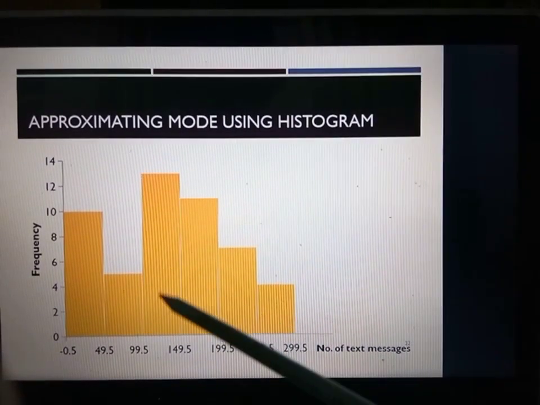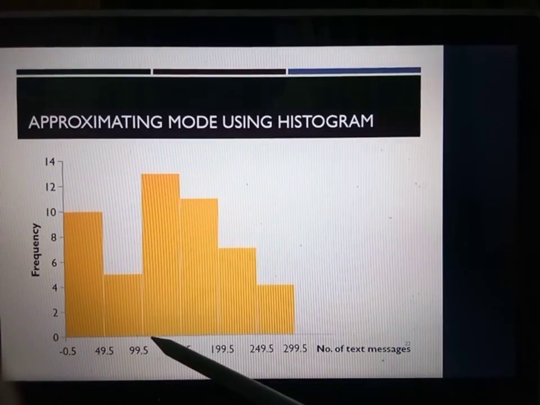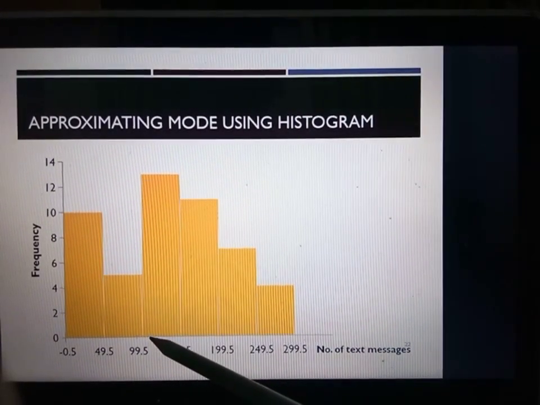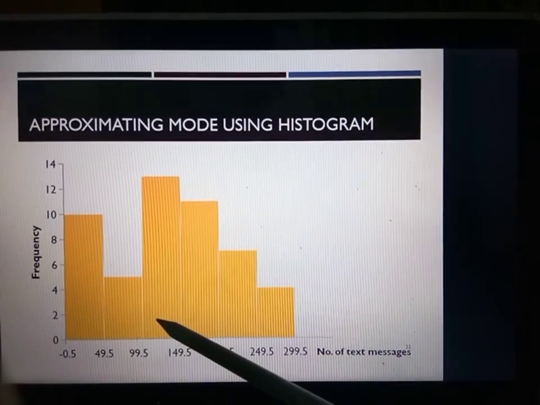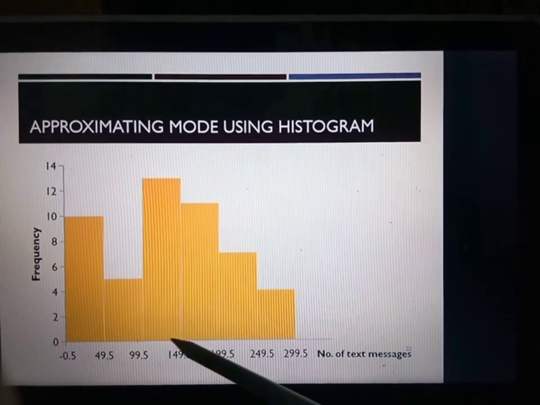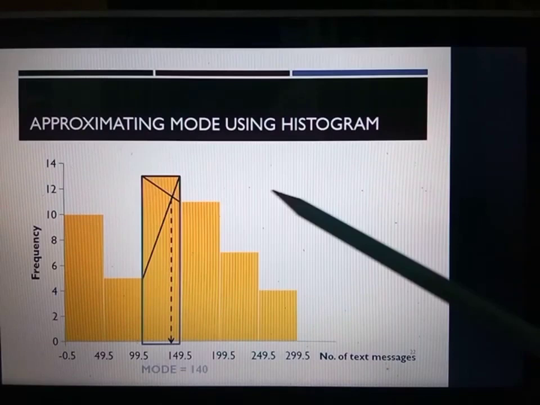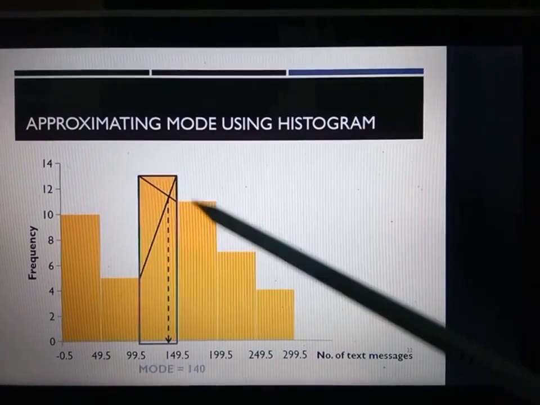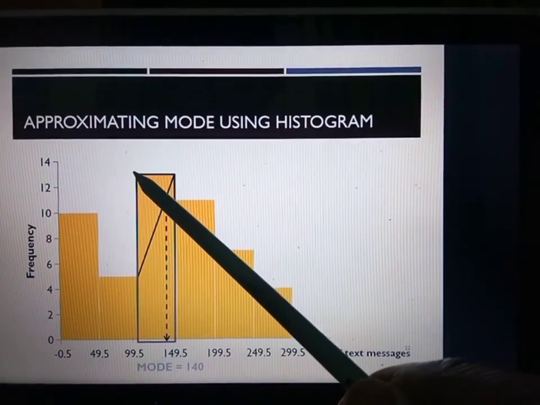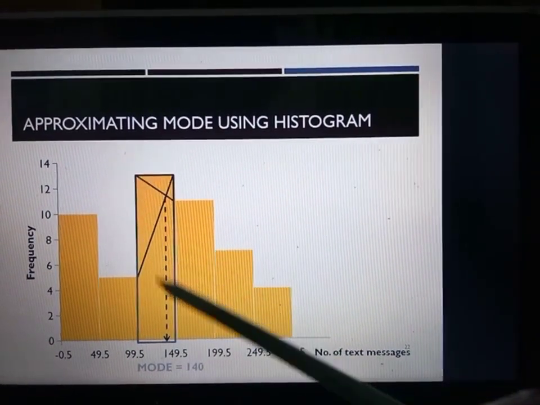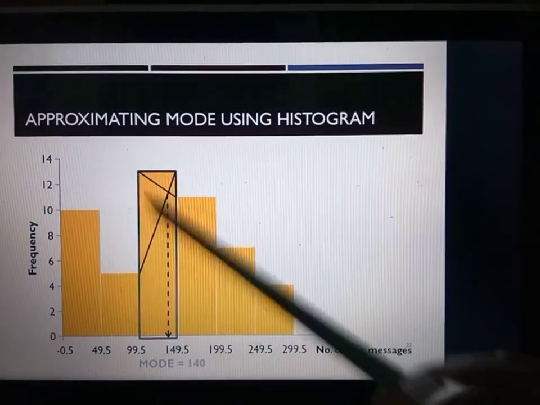But using a histogram, we are not able to find the exact value on the x-axis because the histogram was displayed using class size. So to find the mode using a histogram, we need to draw point to point. This is the modal class in the histogram.